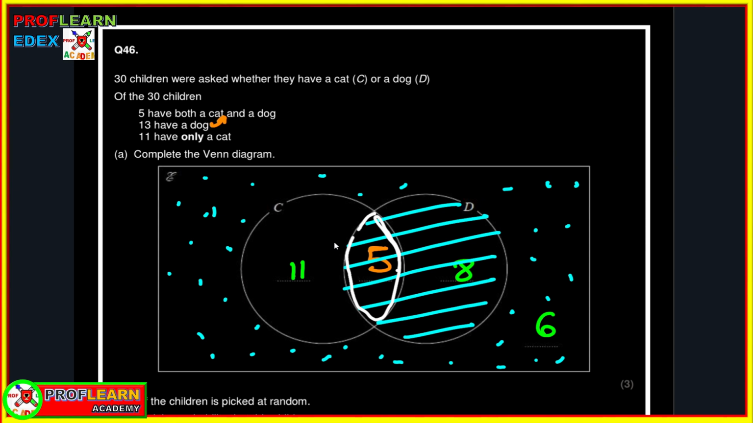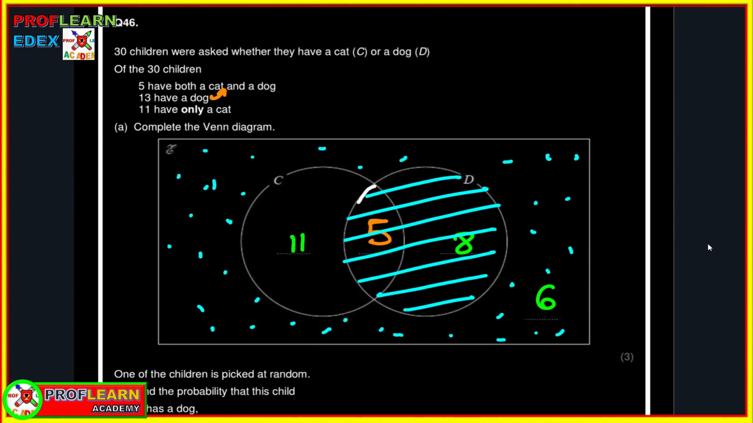13 have a dog. So if 13 have a dog, and already we have taken 5 here, it means on this other end we have 8. So that if you add for the dog, you're going to have 13. 11 have only a cat, so this one was to go here. And since we were told that there are 30 children, we can add these and subtract from 30 and know those who did not say whether they have a dog or a cat.